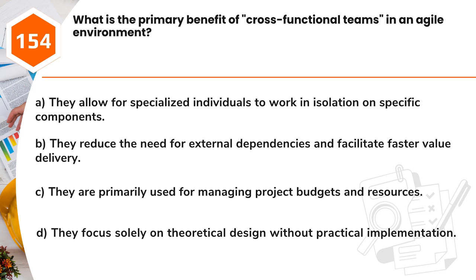Question 154. What is the primary benefit of cross-functional teams in an Agile environment? A. They allow for specialized individuals to work in isolation on specific components. B. They reduce the need for external dependencies and facilitate faster value delivery. C. They are primarily used for managing project budgets and resources. D. They focus solely on theoretical design without practical implementation.